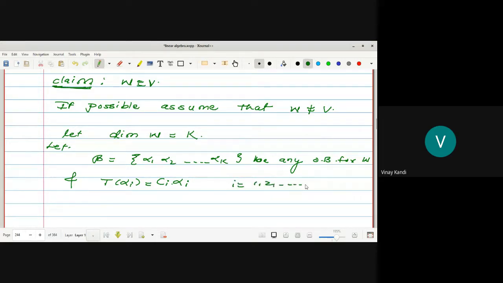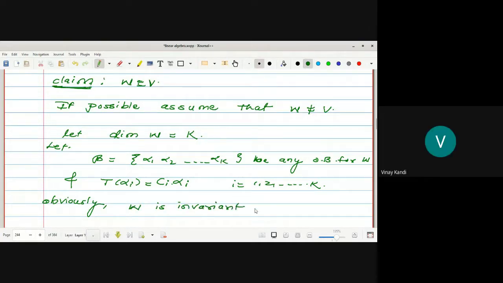Now, obviously, from this statement, alpha I belongs to W. This Ci into alpha I again belongs to W because the dimension of W is K. W is spanned by these K vectors. If alpha I belongs to W, then Ci into alpha I again belongs to W. So obviously W is invariant under T. Is it correct?